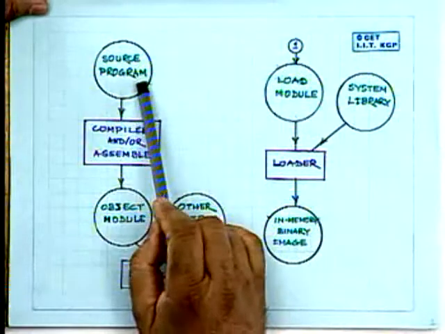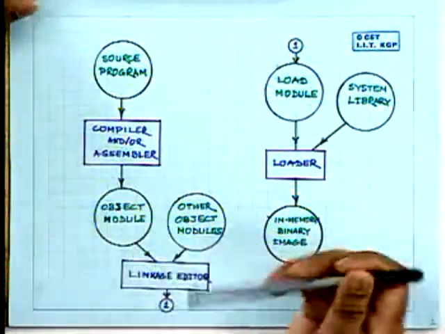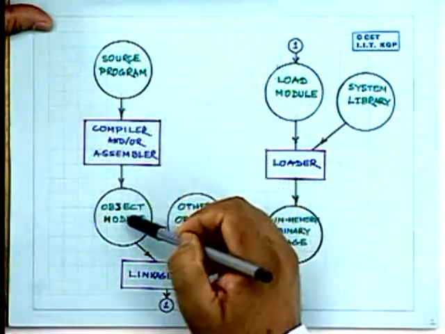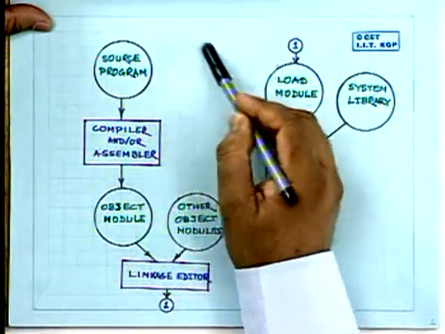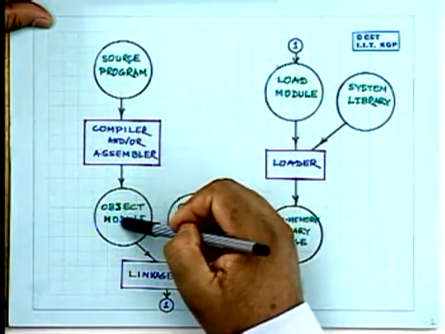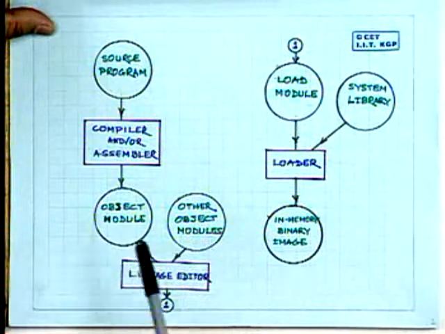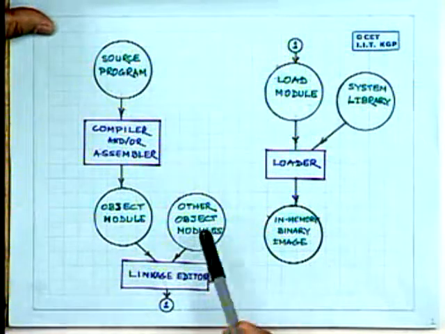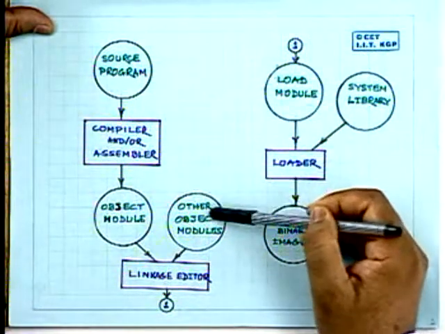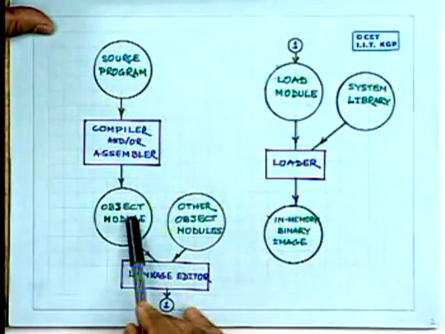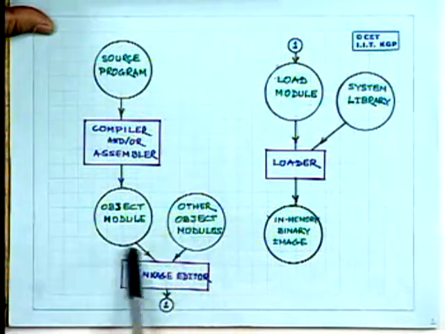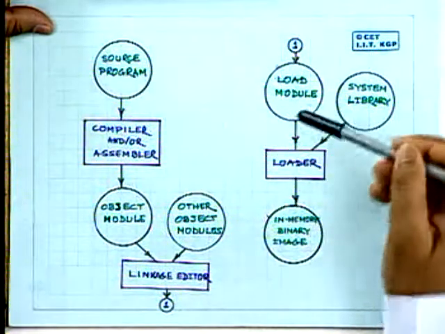Here is a source program. It may be a C language program, which has to be translated by the compiler into the object module. The source program may be an assembly language program also, which will be translated by an assembler into an object module. There may be more than one object module, translated separately and kept separately, but they are now to be linked together by means of a linkage editor to create a load module.